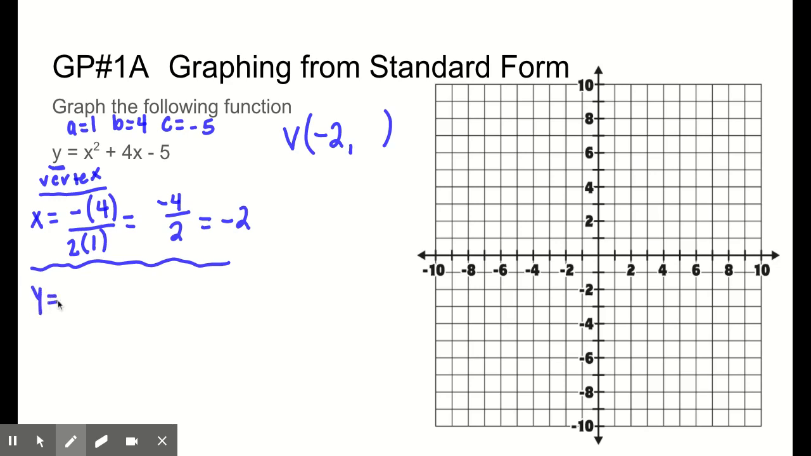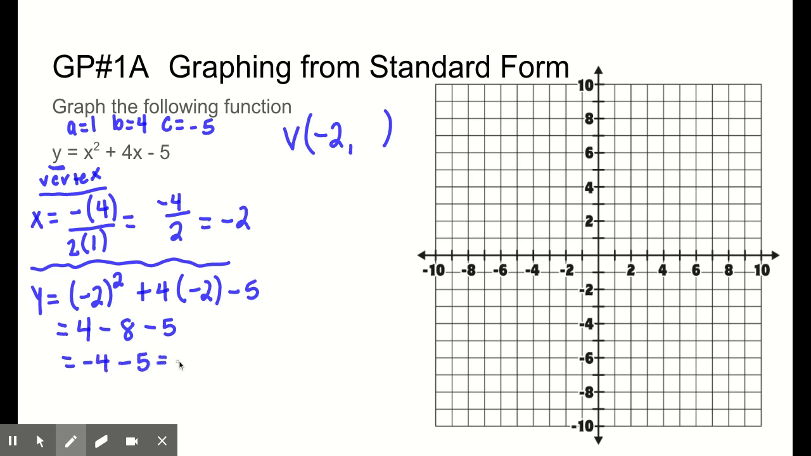So y is equal to, make sure you use parentheses, -2 squared plus 4 times -2 minus 5. So -2 squared is -2 times -2, which is a positive 4. 4 times -2 is a -8 minus 5. 4 minus 8 is a -4. Minus 5 gives us a -9. So our vertex here is -2, -9.